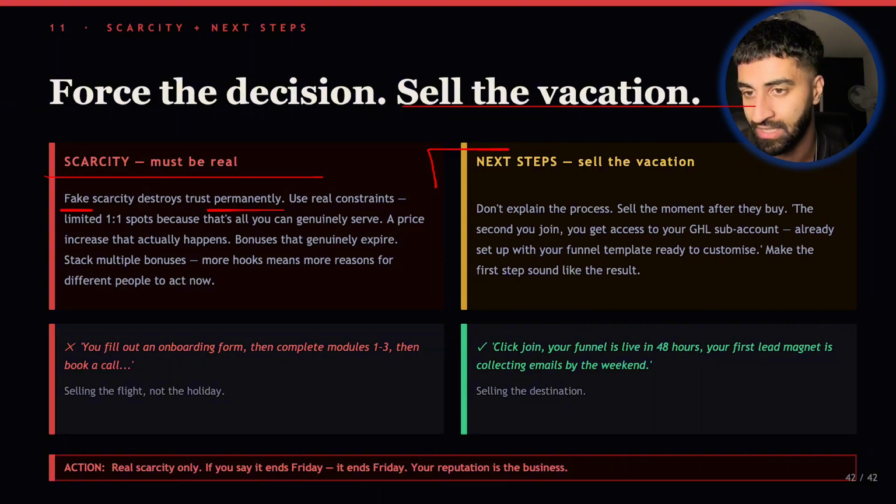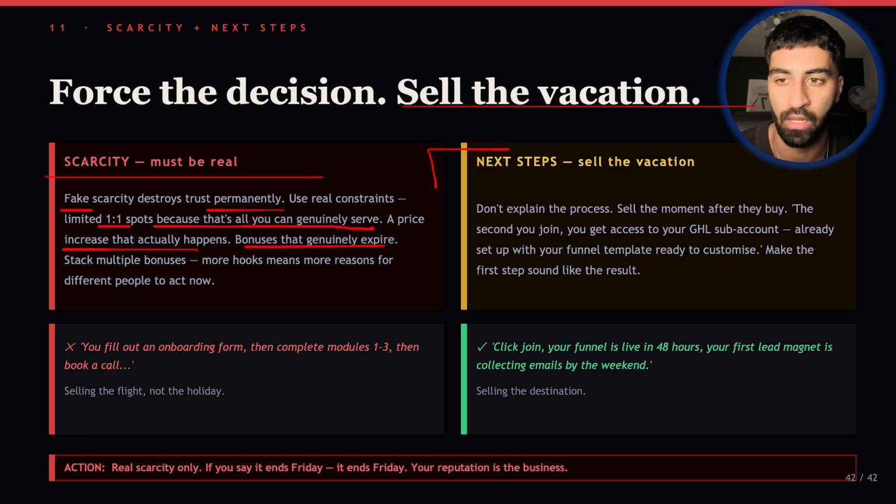Use real constraints, limited one-on-one spots, because that's all you can genuinely serve. A price that actually happens, bonuses that genuinely expire. I would recommend doing this, but be real with it.